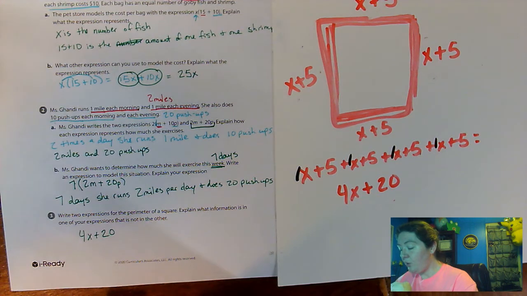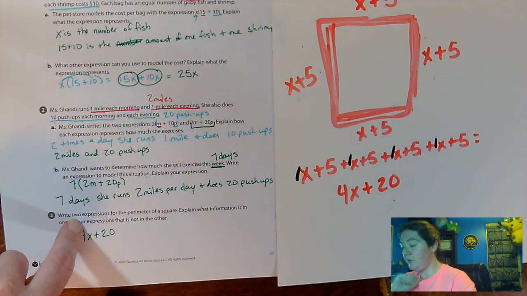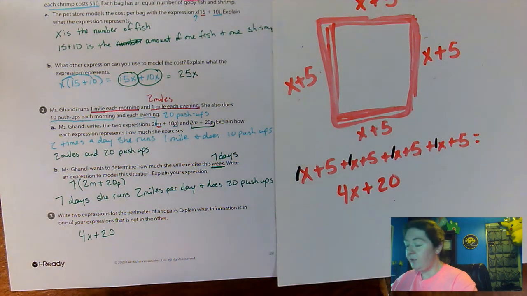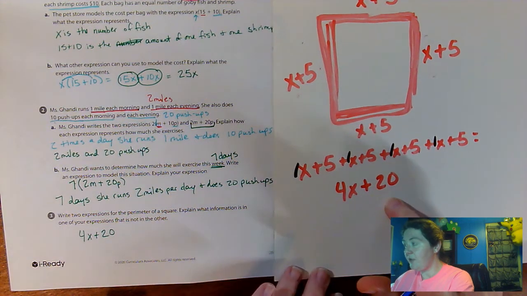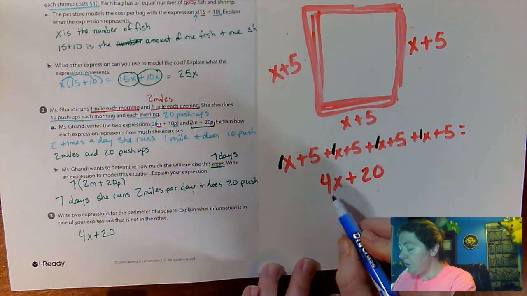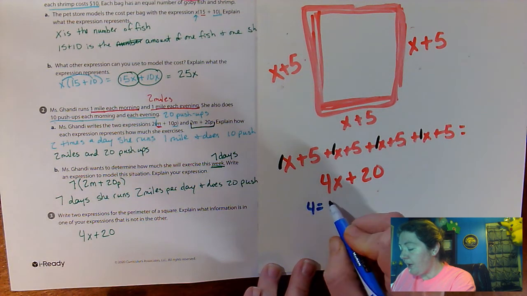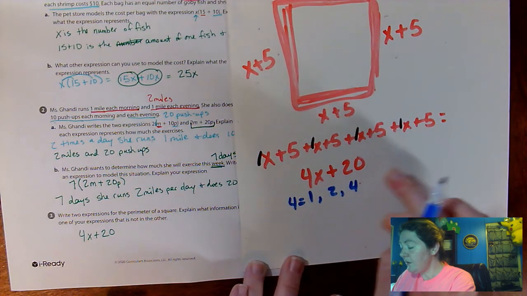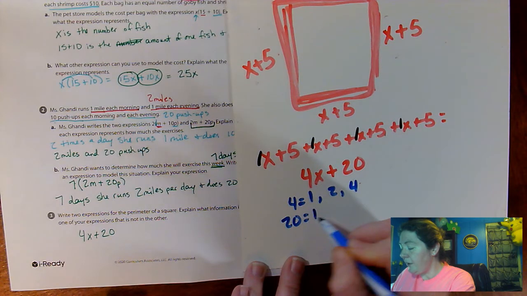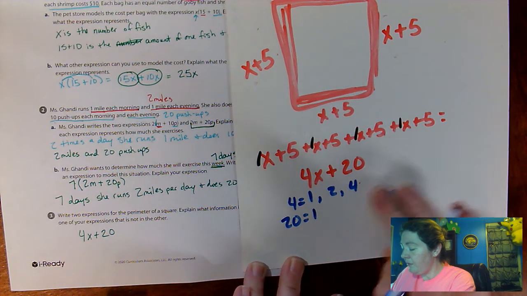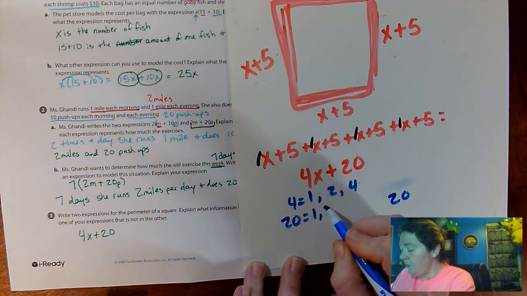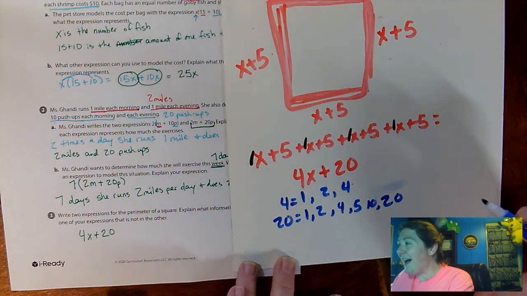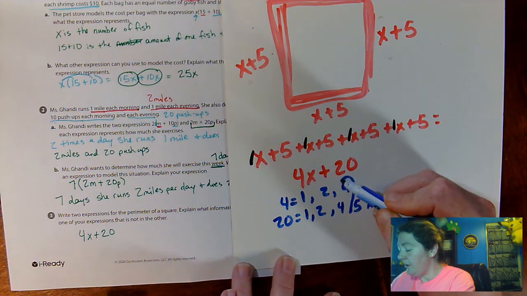The second part of the question says write 2 expressions. So I've got to make another expression. Now, if you think back to the sheet we just did with factoring, I can factor this one. I need to know the numbers that make up 4 when I multiply. I've got 1 times 4 and 2 times 2. The numbers that make up 20: 1 times 20, 2 times 10, and 4 times 5. I'm looking for the highest number in both of these lists. That's going to be a 4.